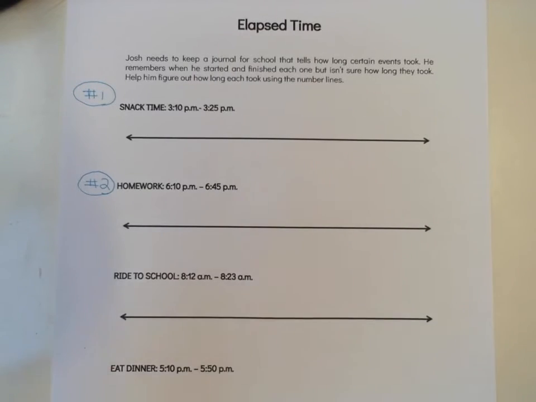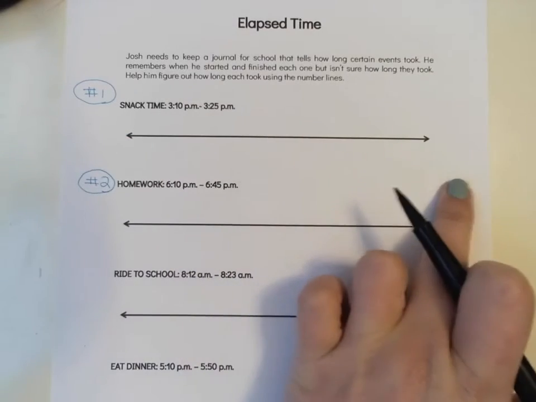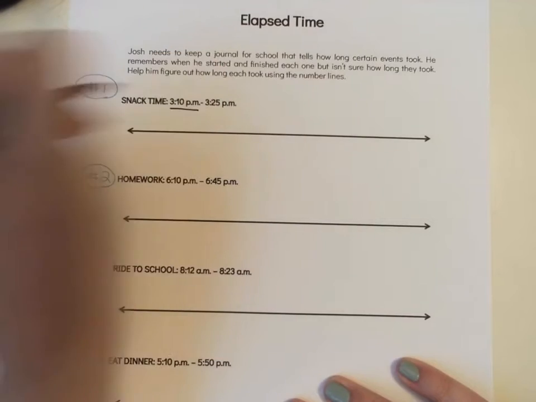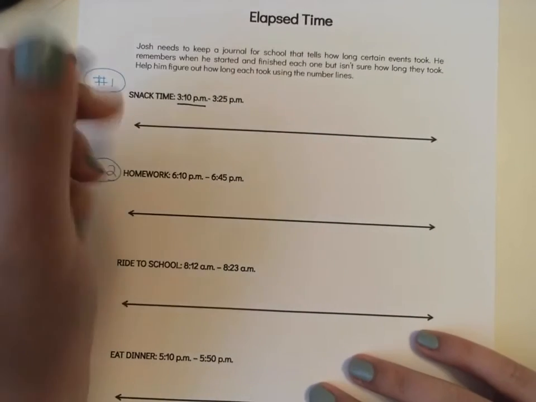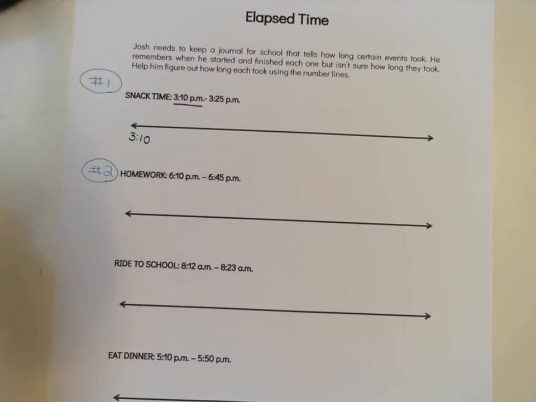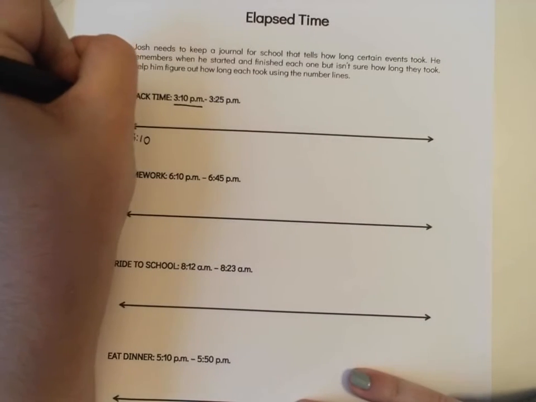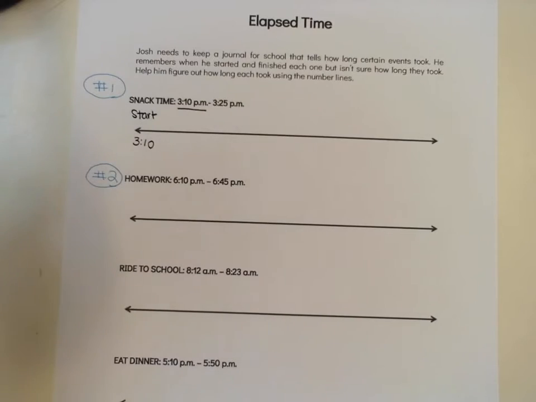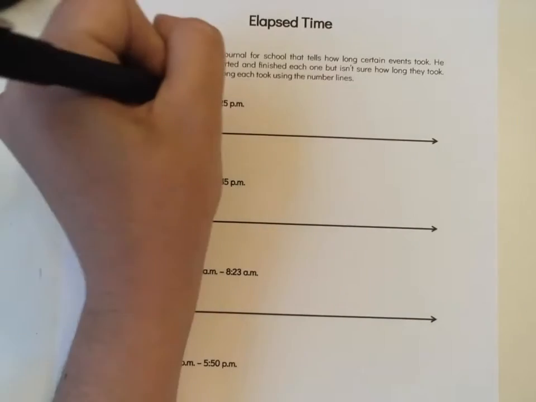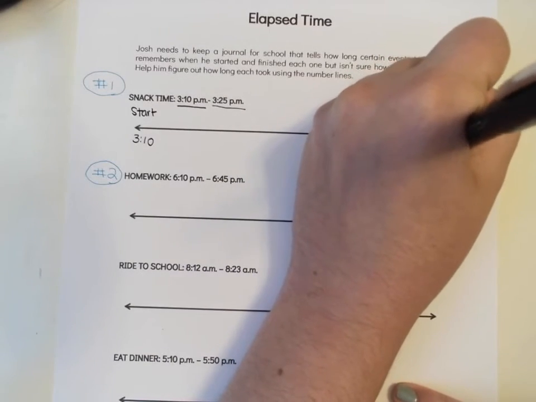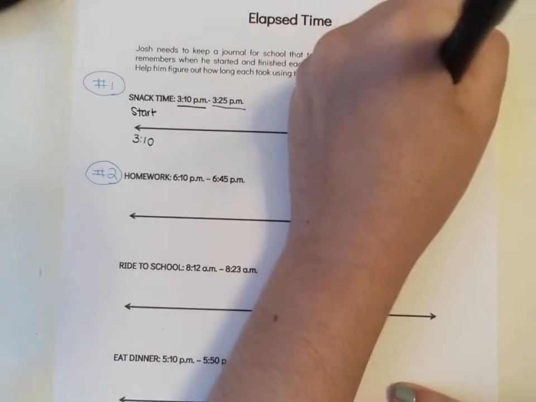So when you're solving elapsed time problems and you're using your number line, what you're going to do is take your start time, and that's going to be your first number. So I'm going to write 3:10 here at the front of my number line because that's going to be my start time. I'm even going to write start up here. Now, elapsed time is the amount of time in between the beginning of an event and the end of an event. So we're also going to write our end time over here at the back of our number line. 3:25, and this is our end.